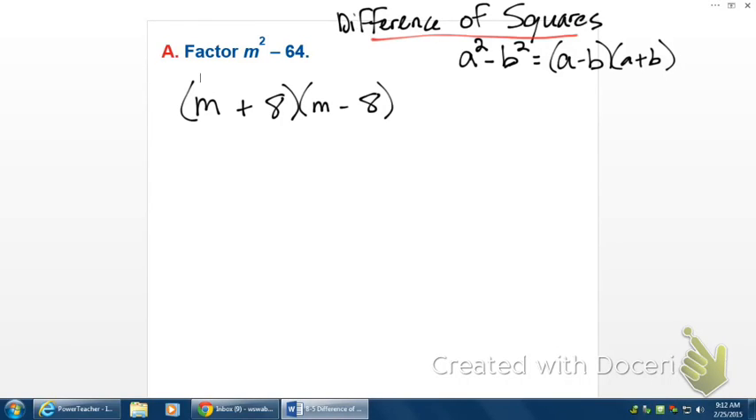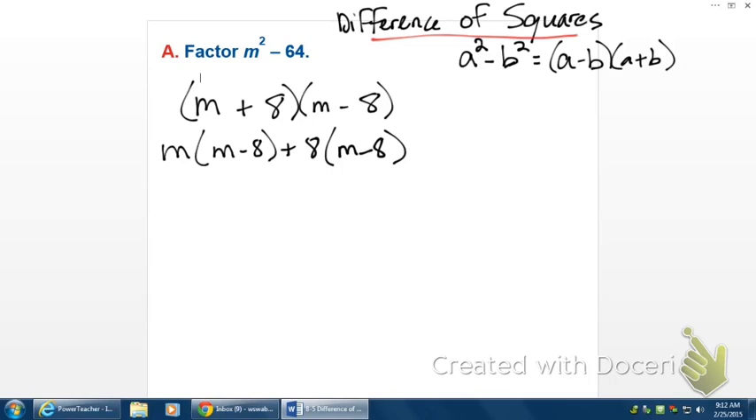Let me explain why we can do this. What would happen if we multiplied M plus 8 times M minus 8? Let's see what happens. Let's distribute it. So let's multiply M times M minus 8, and let's multiply 8 times M minus 8.